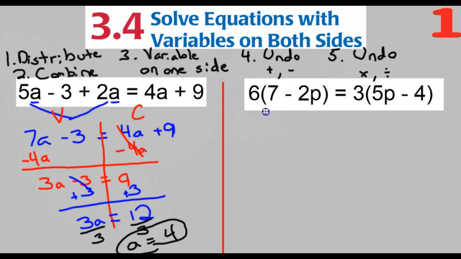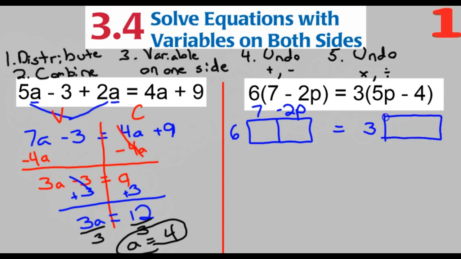If I go over to this problem, I have to look and see if I can do my first step, which is distribute. I see parentheses and a number outside, so I know I can distribute. So if I draw my box, I get 6 on the outside, 7 minus 2p on top. And over here I can also distribute. I have 3 times 5p minus 4.